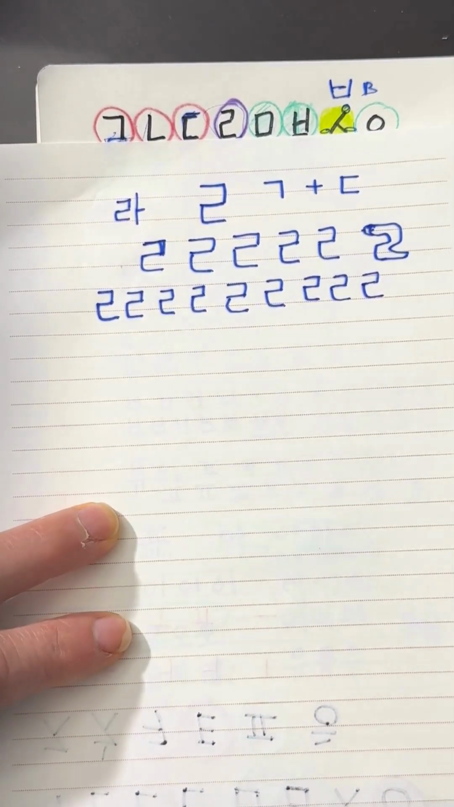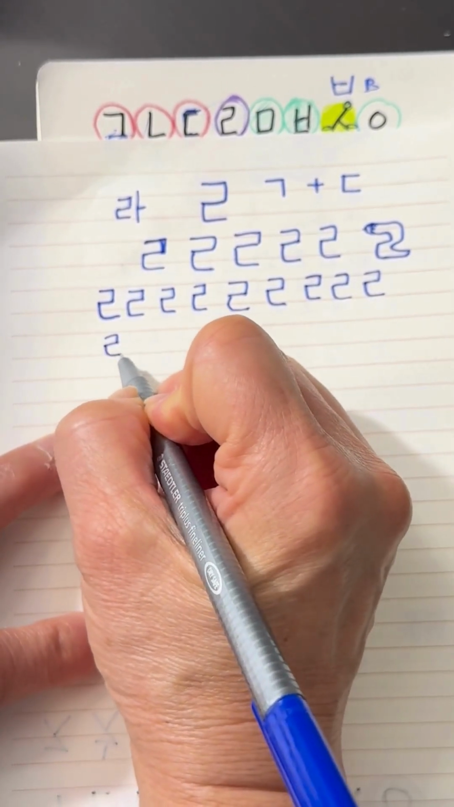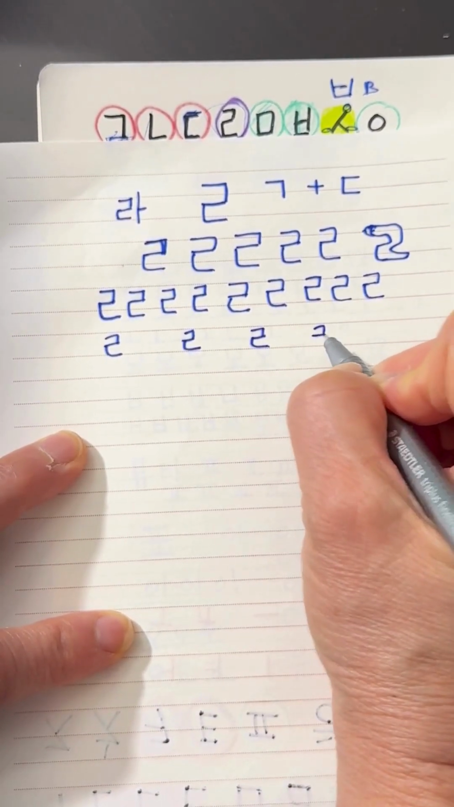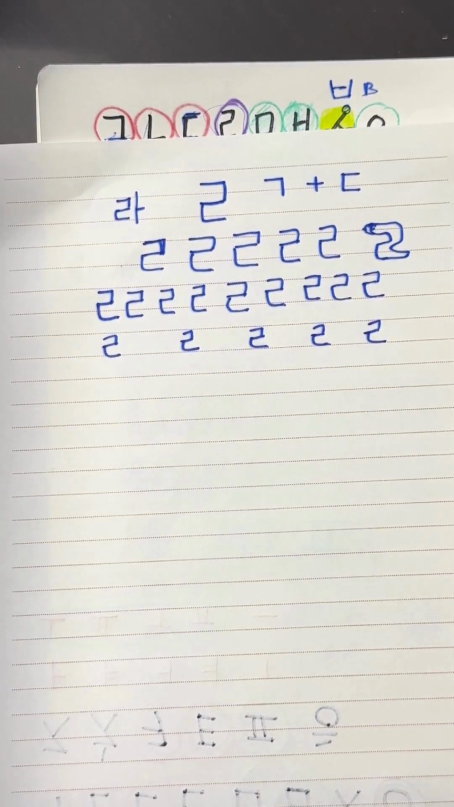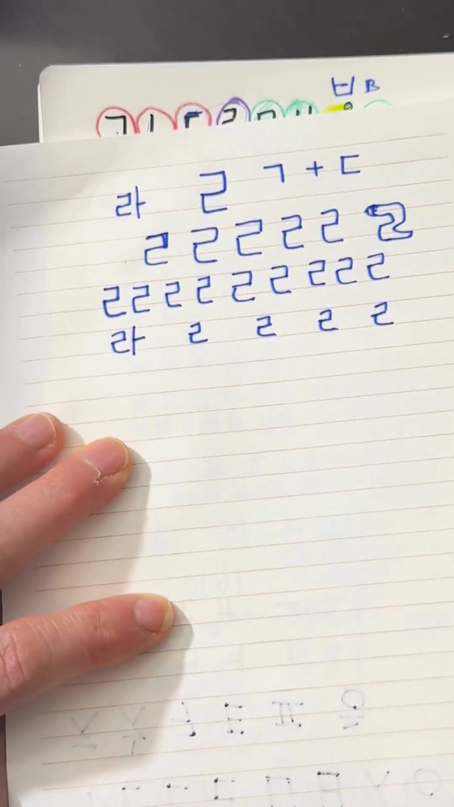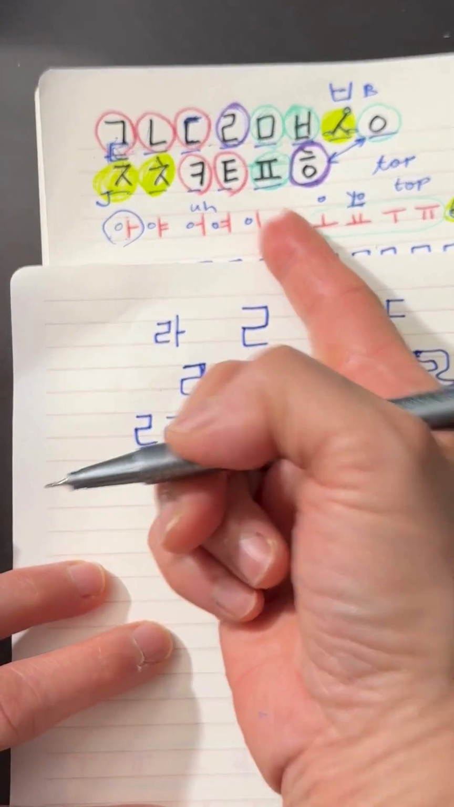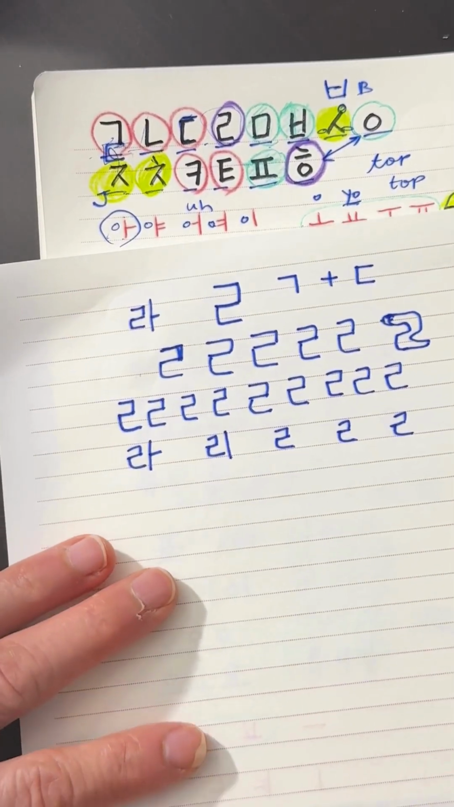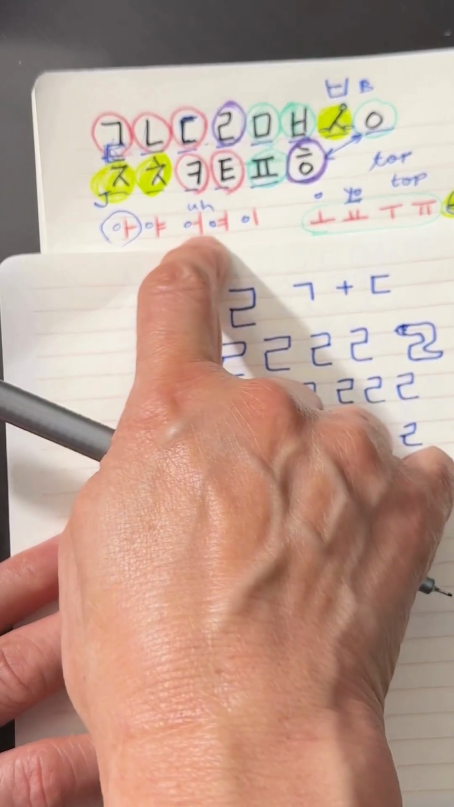Okay, so I told you this is how you write ra. Let me write a few of them. How do we write la? La. How about di? 디. How about ro? 르, 어.